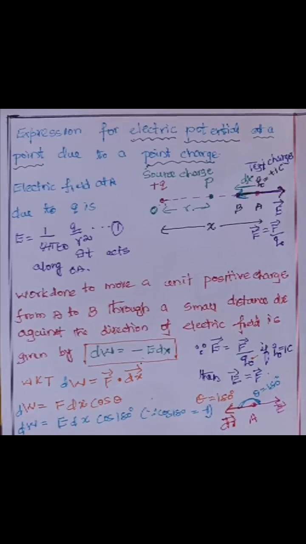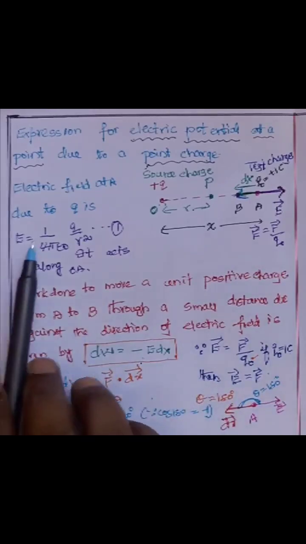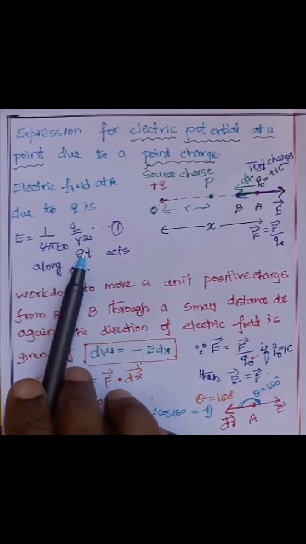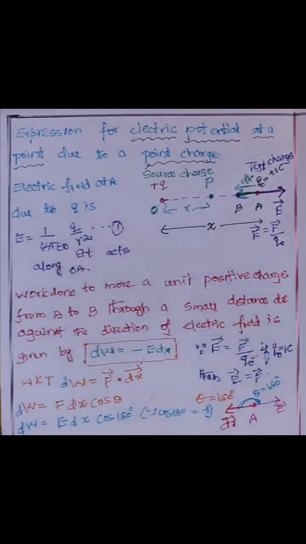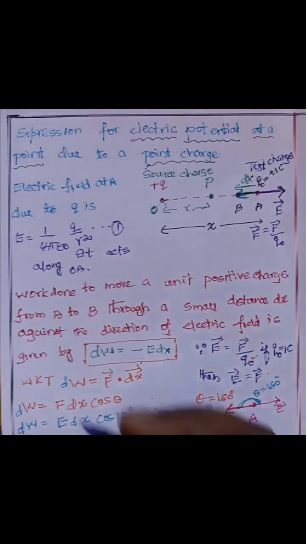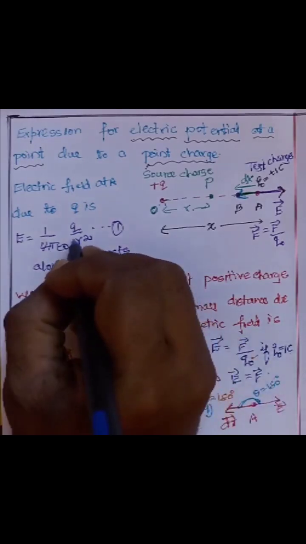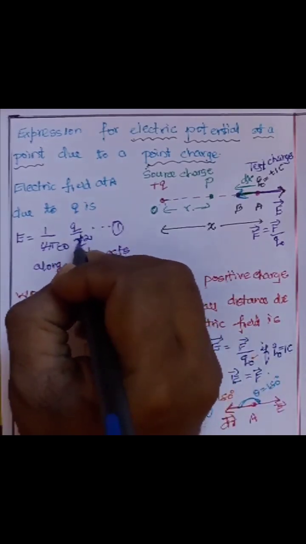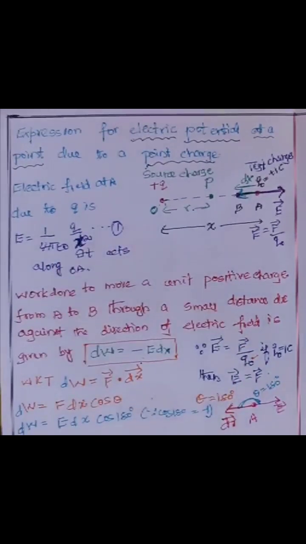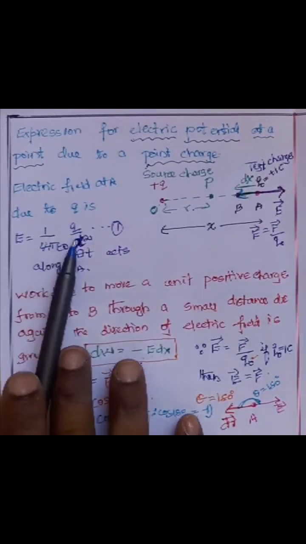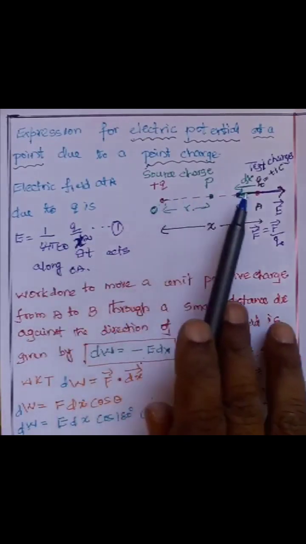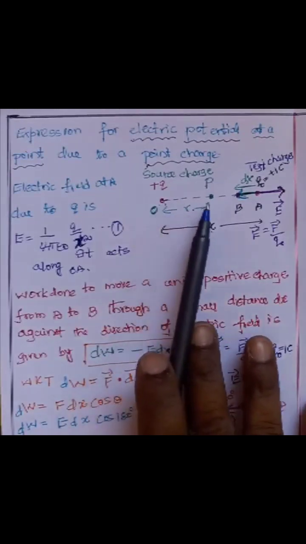Okay. Now substitute the value of E. E is equal to 1 by 4 pi epsilon naught q by x square. The reason: the test charge is at a distance x from the origin. So you can write immediately, E is equal to 1 by 4 pi epsilon naught q by x square, since the distance between the source and the test charge is x, not r. R is the distance between O and P.